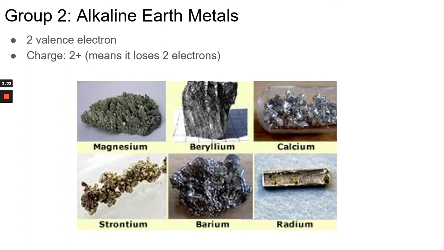Group 2 is called the alkaline earth metals. They have 2 valence electrons, so they'll lose those 2 and form a +2 charge.